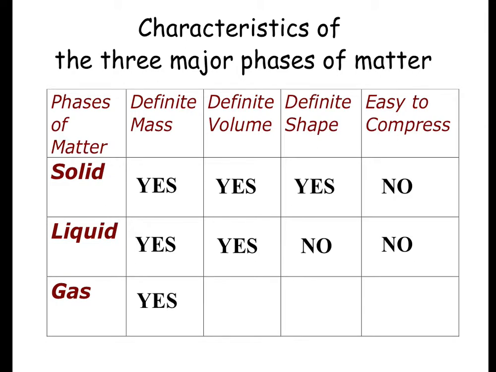Gases do have definite mass, so if you do have a sample of a gas, the mass will stay the same. However, the volume will not stay the same, so as soon as you move it to a different container or take the lid off, the volume will change, so that mass will move around. The shape is also indefinite, so you will take on the shape of the container or the room or the motion of what other items are within or mixed in with that gas. They are easy to compress.